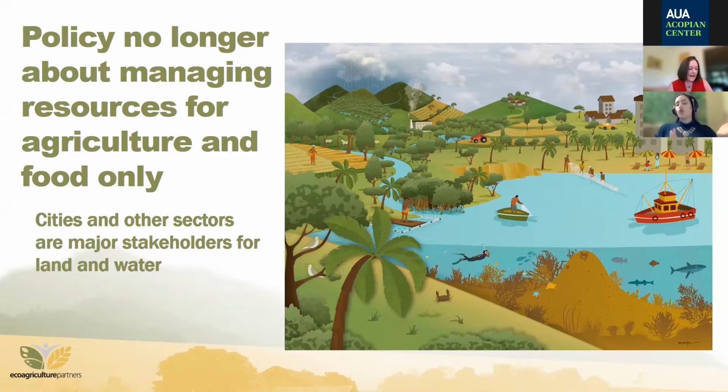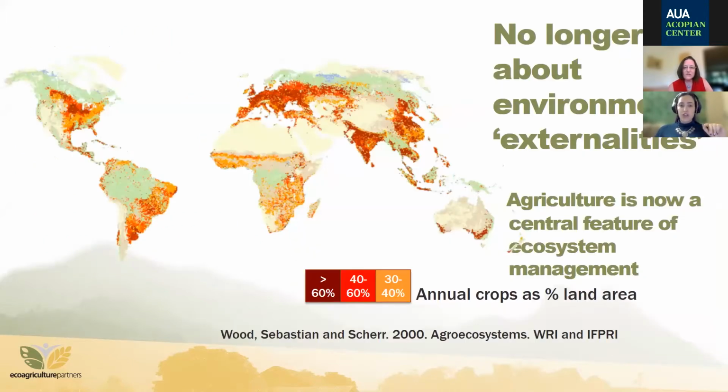If you go to the next slide, in fact, policy is no longer about managing environmental, quote, externalities, because these are no longer external. They're actually part of the system. Agriculture is a central feature of ecosystem management. The map that you see here is actually 20 years old, but it shows the areas where more than 60% of the land is under agricultural production, or 40% or 30%. And certainly you can see that the regions of Eastern Europe are among these.